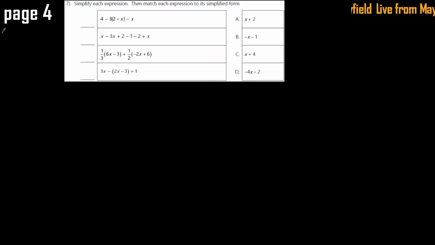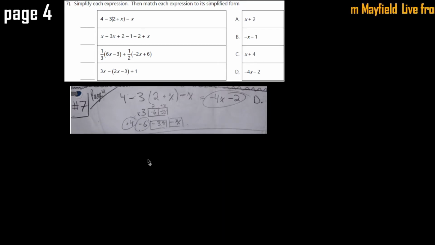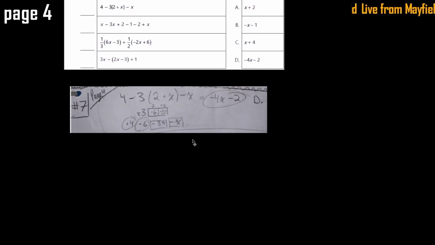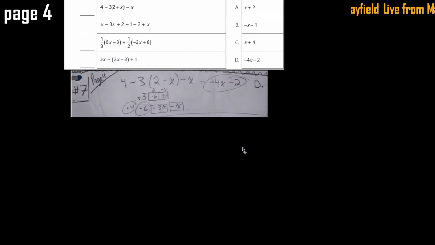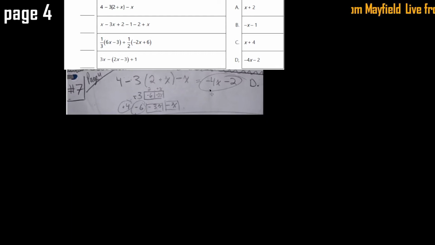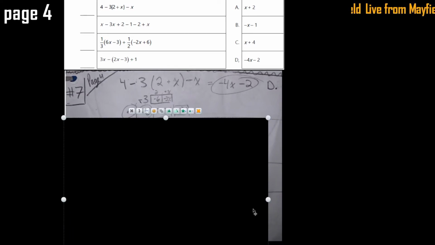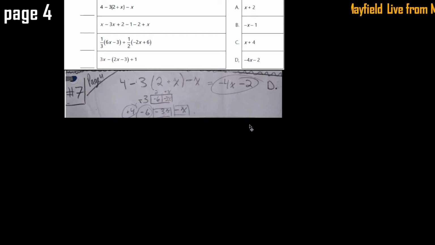Moving on. For number 7, it says simplify each expression and then match those together. And so let's see. I think I had this kind of broken down. Oh yeah. So let me move this up a little bit, and move this up and this up. Maybe make it a little bit bigger so that it's easier to see. And now we're good.